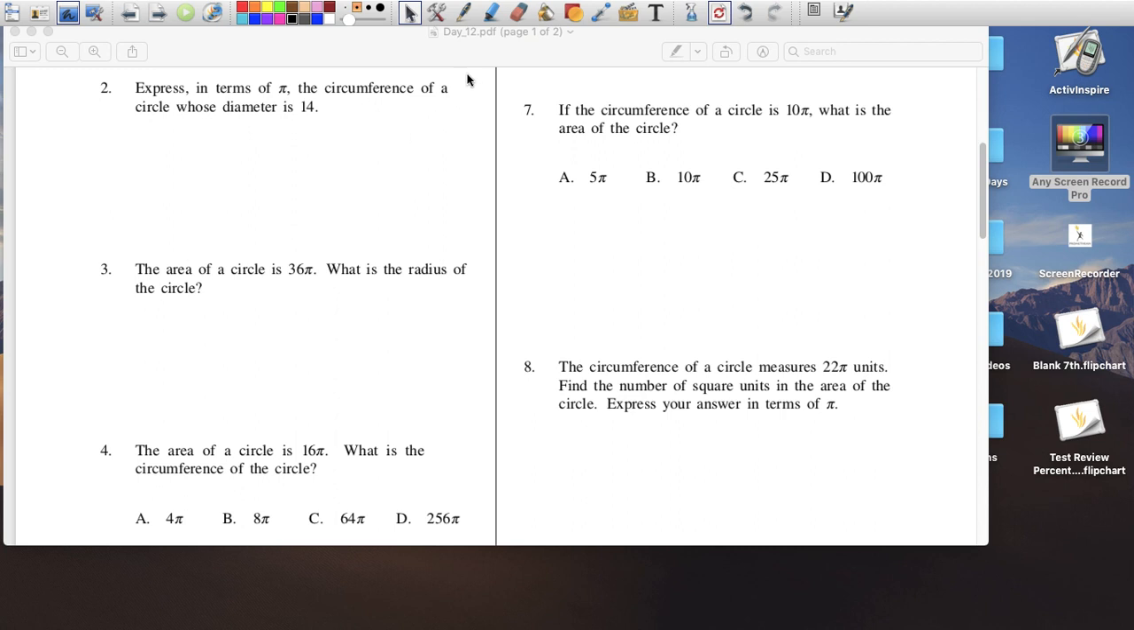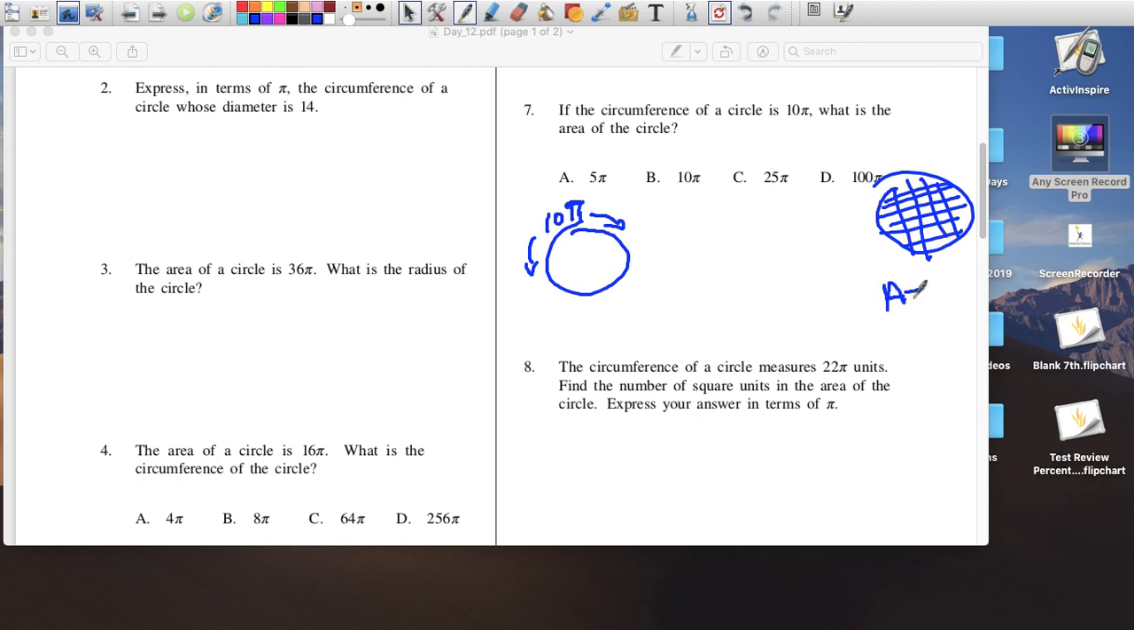Okay. 7. The circumference is 10 pi. What is the area of the circle? Oh, okay, so this one's a little bit different. You're given that the circumference is 10 pi, so let me just write 10 pi. To go around this circle, it's 10 pi units, whatever it is, centimeters, inches, meters, feet, miles. But the question is just asking what's the area inside. Area is measured in square units. How many of these square units are inside the circle? So let's look at our formula for area.